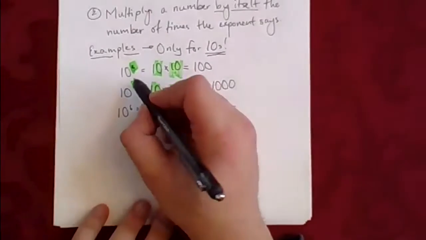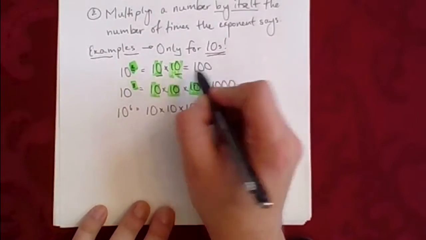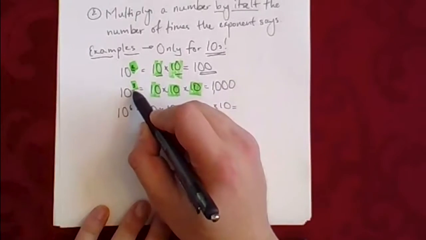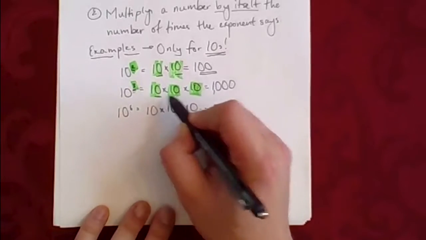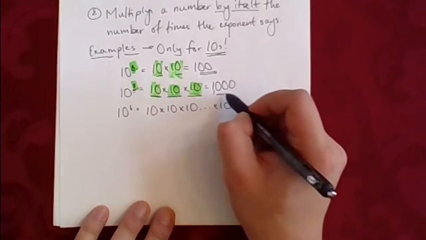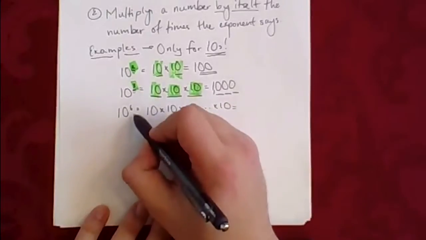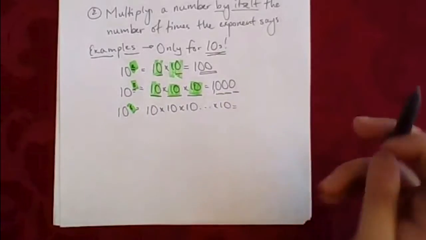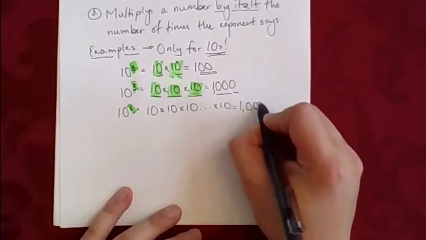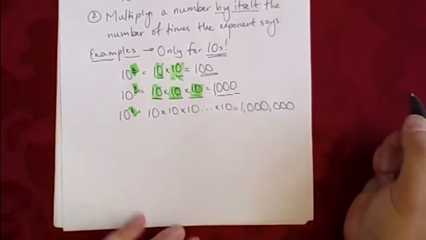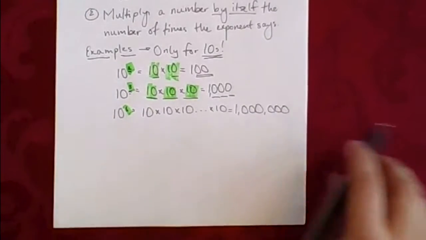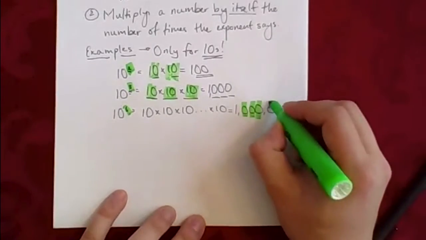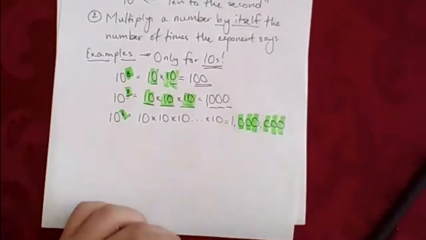So before, if I had 2, I had 2 tens, and 2 zeros in my answer. 10 to the third, I had 3 tens, and I had 3 zeros in my answer. So 10 to the 6th, the pattern continues. If I have a 6, it's like I have 6 tens built in, so my answer is going to have 6 zeros. I don't need to multiply it out, I can just know that there are going to be 6 zeros. So 1, 2, 3, 4, 5, 6. Right?